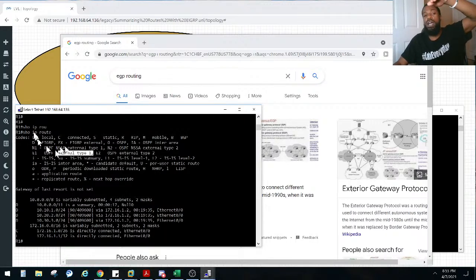The real reason is, I think what you said was correct, though. It uses D for the DUAL algorithm. My question was, why didn't they just use E, since EIGRP starts with E, right? You've got local routes with L, connected routes with C, static routes with S, and so on. Why didn't they just use E? Well, it's because the E was already taken by Exterior Gateway Protocol.